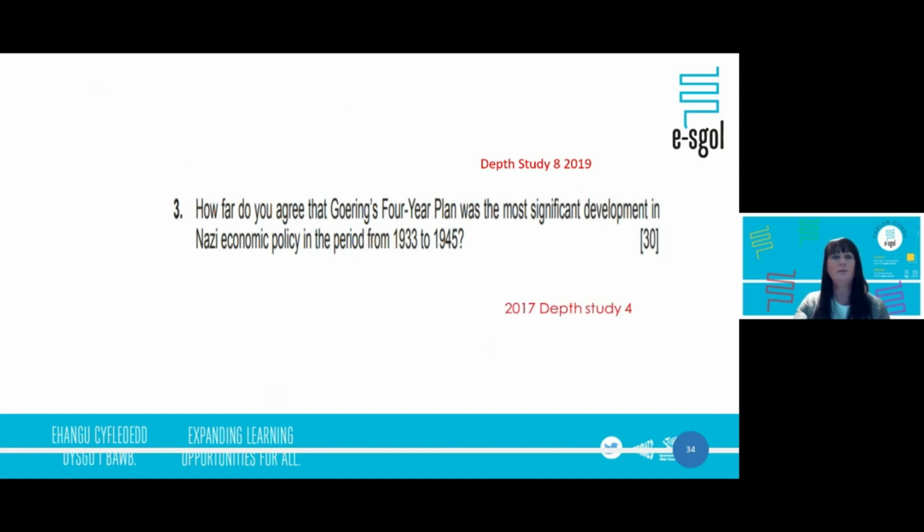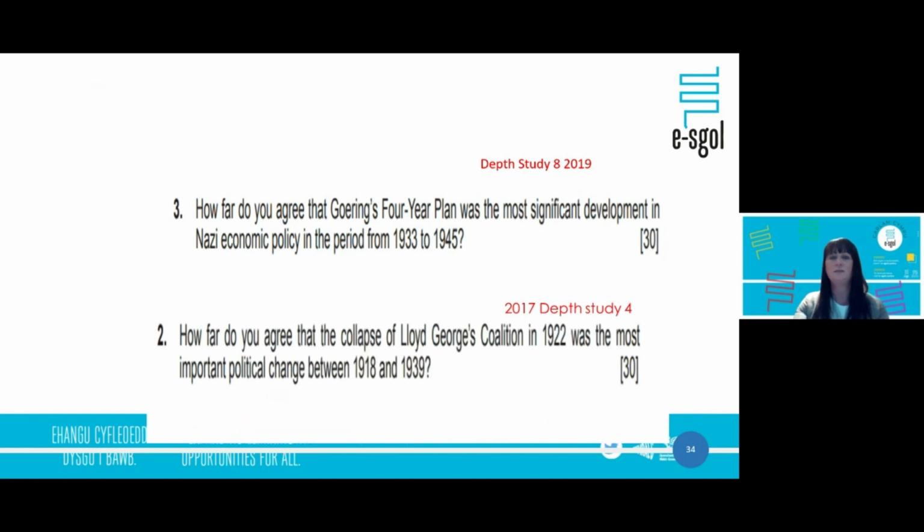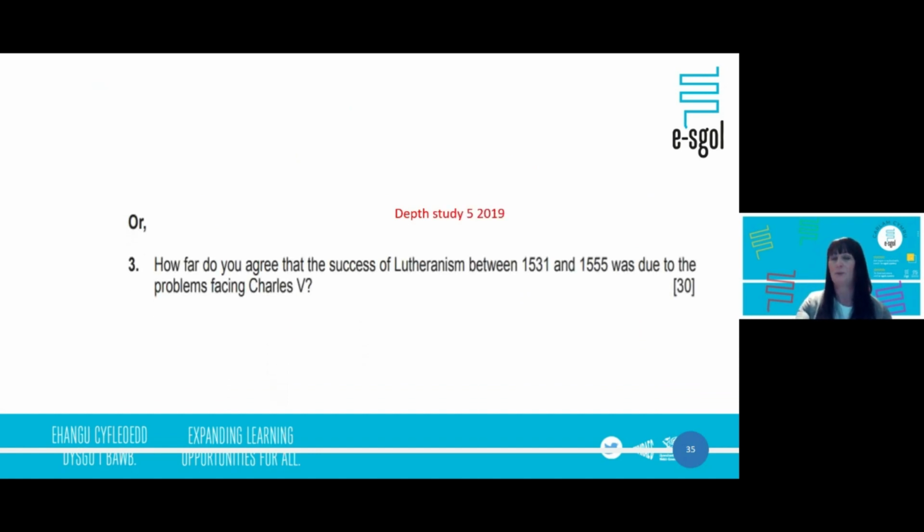Another one here, we've got 2017 Depth Study 4. How far do you agree that the collapse of Lloyd George's coalition in 1922 was the most important political change between 1918 and 1939? Now you'll see all of these essays are worth 30 because the source analysis question number 1 is 30 marks and so is your essay, okay?